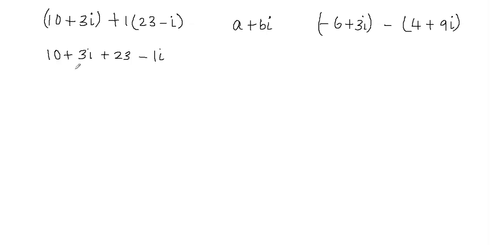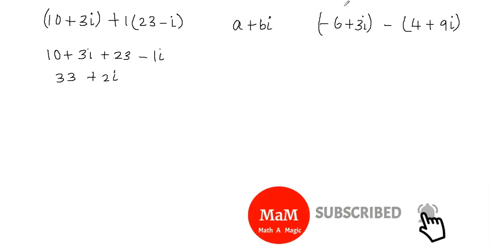The second step is we need to combine the like terms. So 10 and 23, these are the like terms. 10 plus 23 will give me 33. And then we can combine 3i and negative 1i. Now we're going to treat this i just like how we treat the variables x and y. Definitely this is not a variable, but we're going to treat it just like a variable. So 3i minus 1i will give me positive 2i. So I got plus 2i. And you can see that the solution is also a complex number. It is in the form of a plus bi.